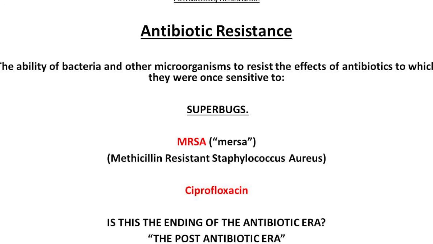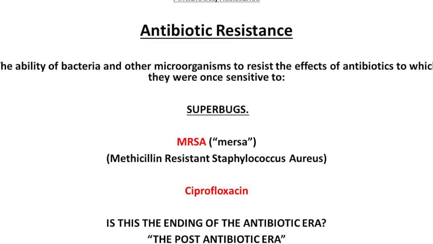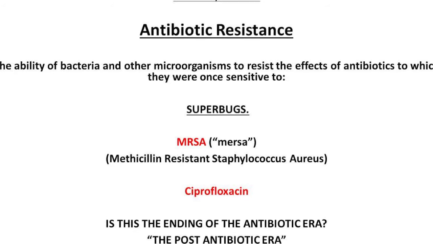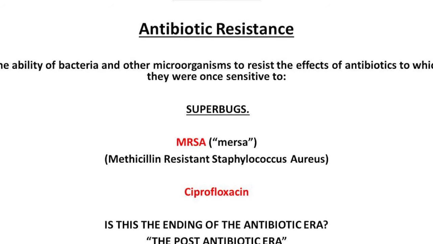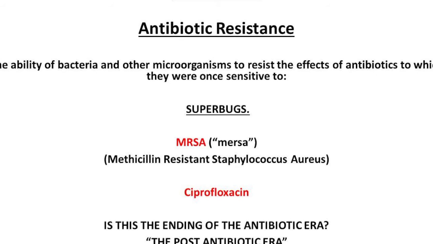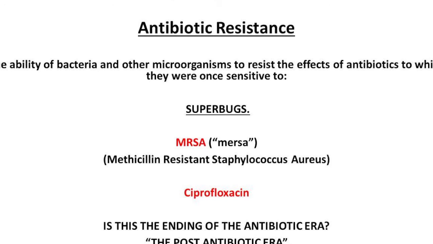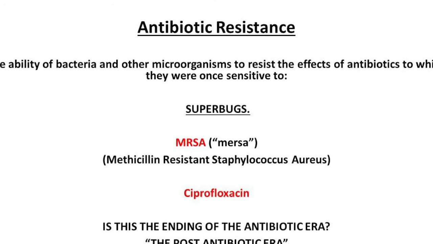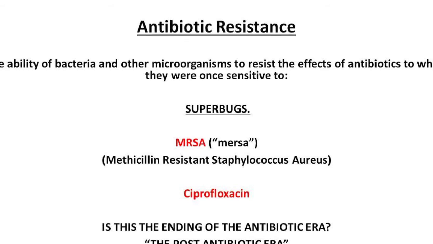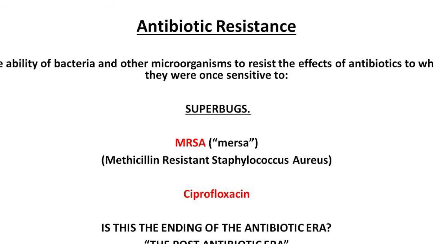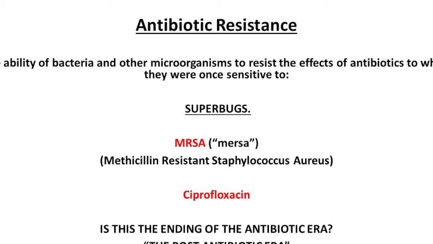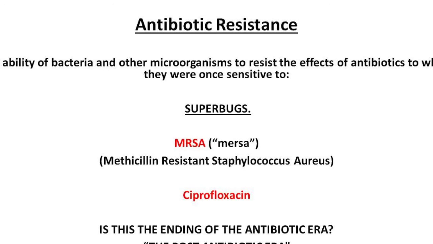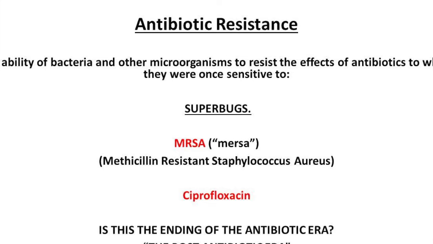When microorganisms become resistant to antibiotics, they're called superbugs. The first identified superbug was what is called MRSA. Have you heard of MRSA? Methicillin-resistant Staphylococcus aureus. I don't know why they call it MRSA, but it's still MRSA. Okay? And the next one that is now widely spread resistance is ciprofloxacin.